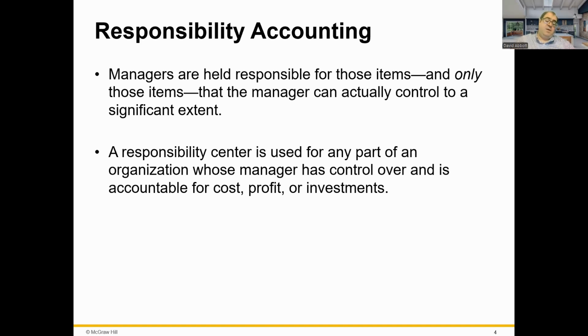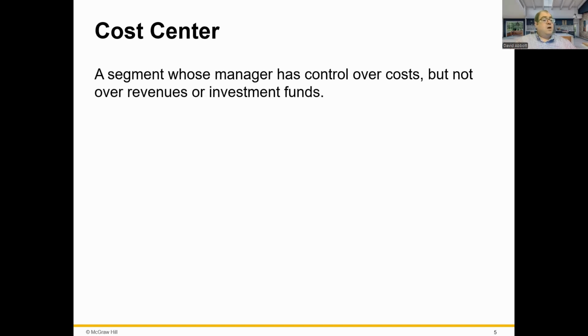Okay, responsibility accounting. Responsibility accounting systems link lower level managers' decision-making authority with the accountability for the outcomes of those decisions. And the term responsibility center is used for any part of an organization whose managers have control over and are accountable for cost, profit, or investment. The three primary types of responsibility centers are cost centers, profit centers, and investment centers, and we'll go into that some more. So a cost center.